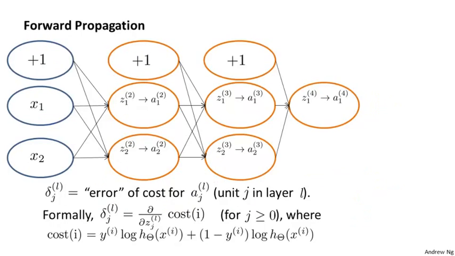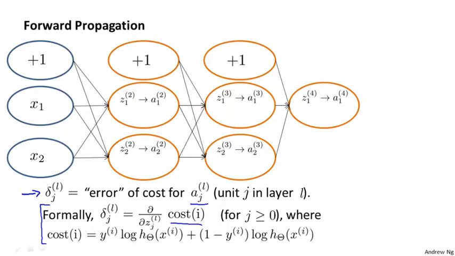Now let's look at what backpropagation is doing. One useful intuition is that backpropagation is computing these delta superscript l subscript j terms, and we can think of these as the quote-unquote error of the activation value that we got for unit j in layer l. More formally, and this is maybe only for those of you that are familiar with calculus, what the delta terms actually are is the partial derivative with respect to z_j^(l), that is this weighted sum of inputs that we're computing, these z terms, of the cost function.